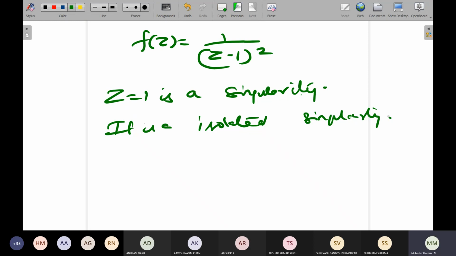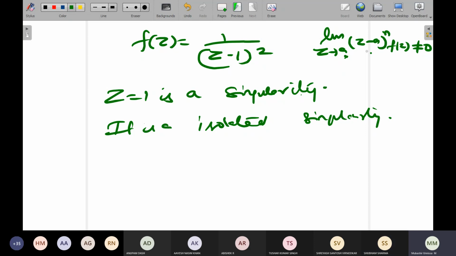What is a pole? What did I say? If you are able to find an integer n such that the limit z tends to a of z minus a whole power n into f of z is not equal to 0, then we say that a is a pole. Here the limit z tends to 1, you can write it as z minus 1 whole power n, so the value of the function is not equal to 0. So it is a pole.